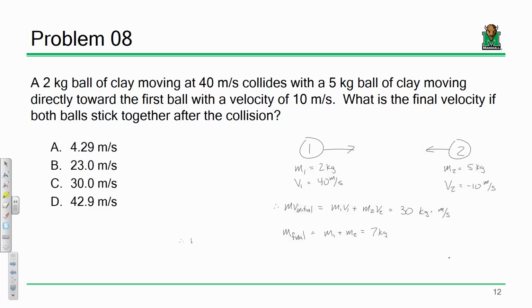So therefore, if mv initial has to equal mv final, the final velocity is mv initial over m final, which is 30 kilograms meters per second over 7 kilograms. So 30 over 7, what is that? 4.29 meters per second.